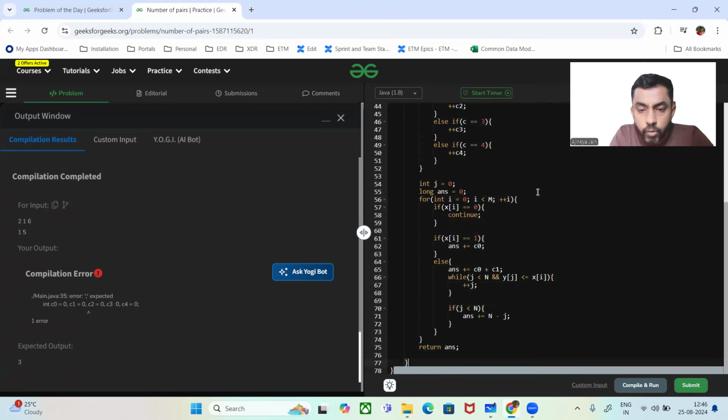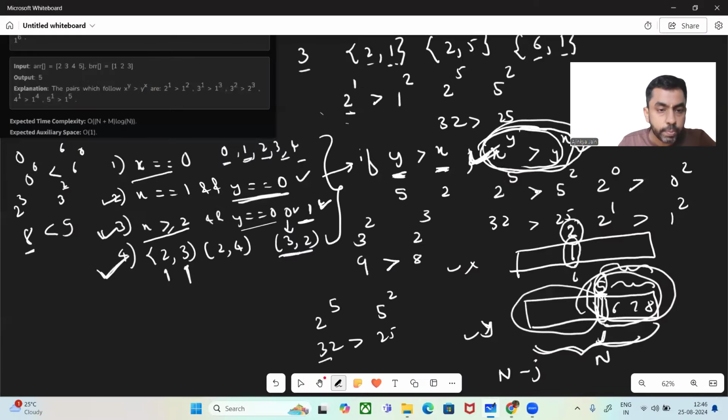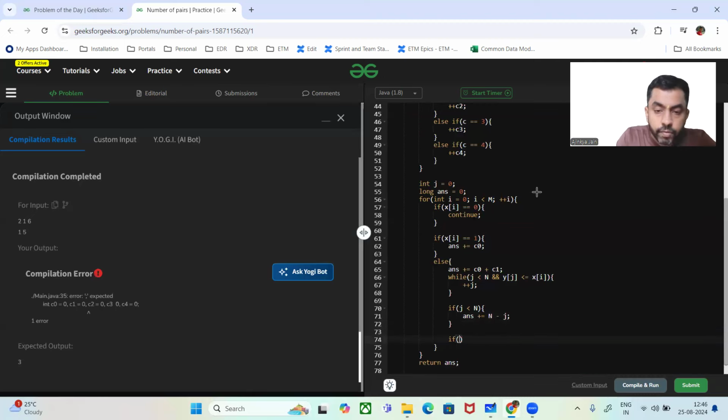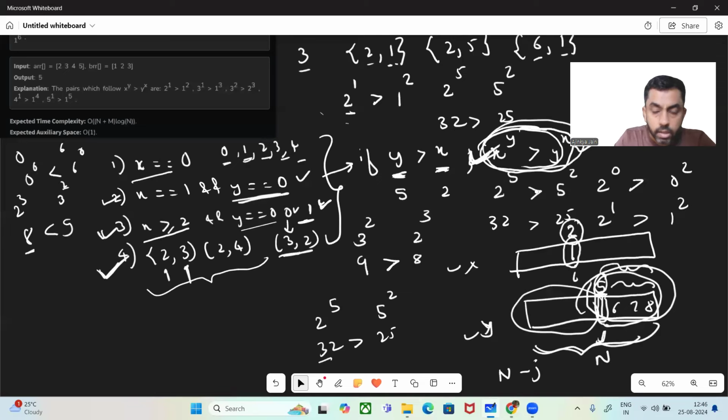And yeah, one more thing. We just forgot this particular condition, this particular exception we forgot to handle. So what we are going to do: if, for example, x of i is equal to 2, then in that case, we have seen these particular pairs violate this condition. So we want to decrement the answer. We will decrement the answer basically.